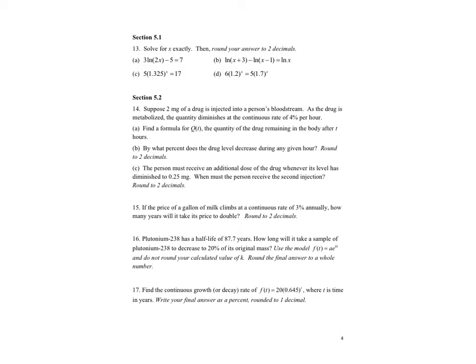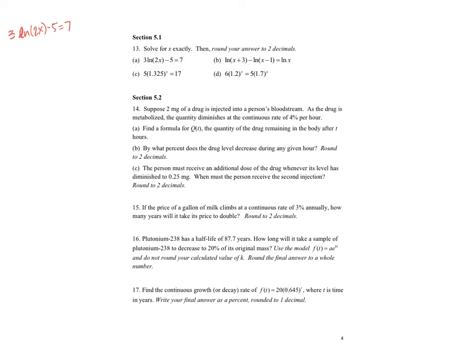Okay, for these we're going to start by, I'll just do it over the side. So I have 3 times natural log of 2x minus 5 equals 7.